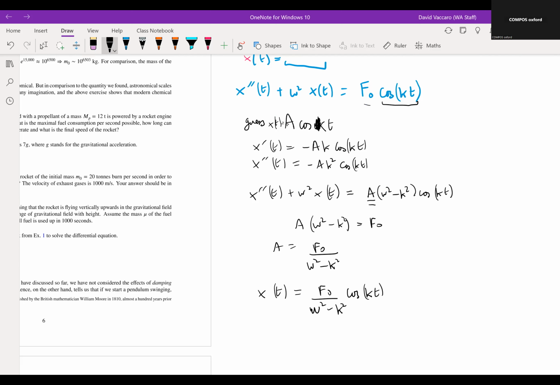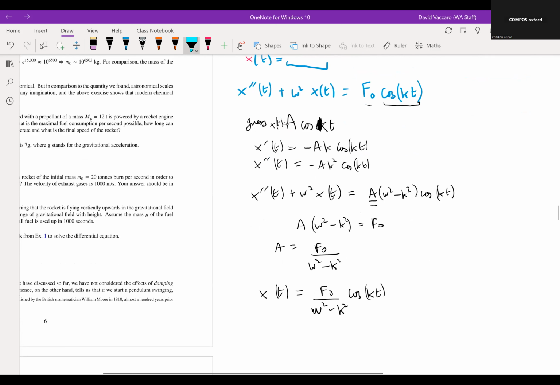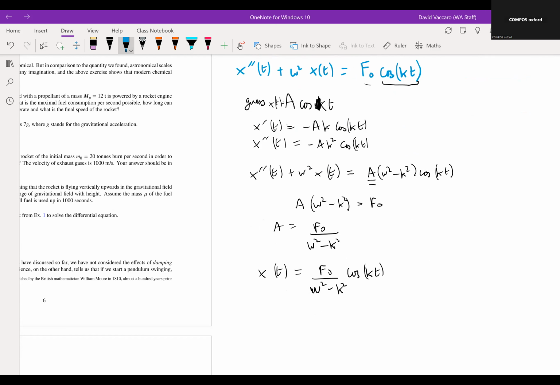That is a possible solution, but it can't be the solution that I want because it doesn't have the right initial conditions. It doesn't start from rest, because it's a cos wave. It does start with 0 velocity, but it's not starting at equilibrium. So in order to get something which starts in equilibrium, I need to add my general solutions, my things which go to 0.